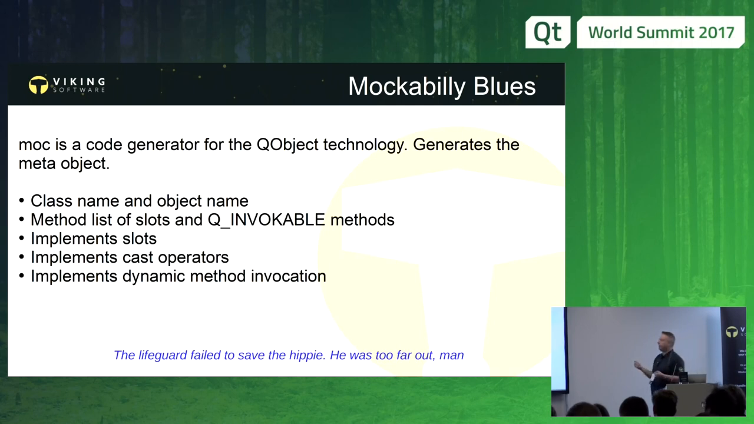Dynamic method invocation. That's not something you talk about a lot in C++. When I was in university in the 90s and we learned about CORBA, dynamic method invocation was the greatest thing on earth in CORBA. So we could do this stuff. And sure, that's fine. You can call invoke on any method that is invocable in a QObject.